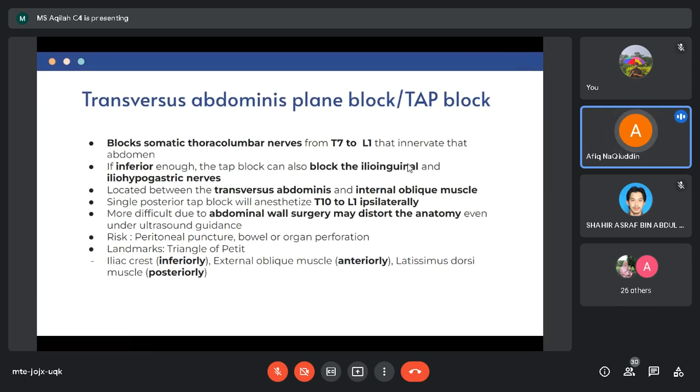So it is quite difficult to perform this, and there is a risk of peritoneal puncture and bowel or even organ perforation. The landmark of this TAP block we address as the triangle of Petit, which is the iliac crest inferiorly, external oblique muscle anteriorly, and the latissimus dorsi muscle posteriorly.